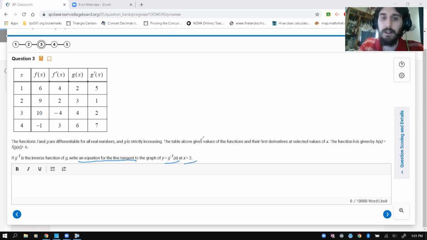So in order to write an equation of a tangent line, we need to do 2 things. We need to find slope and a point. So to find slope at a point, how do we do that? We take the derivative.